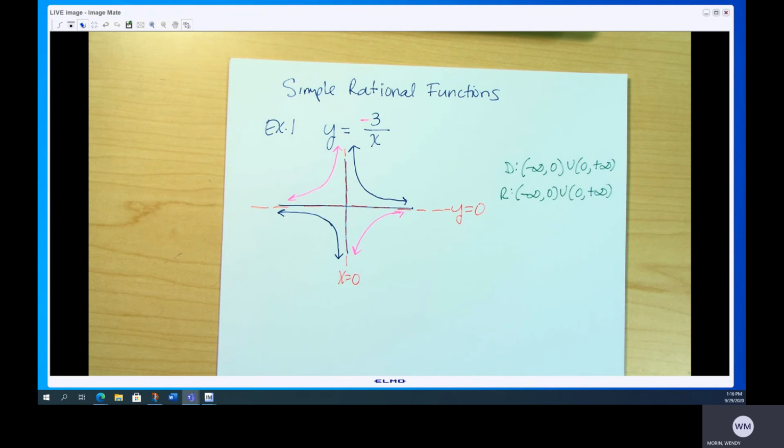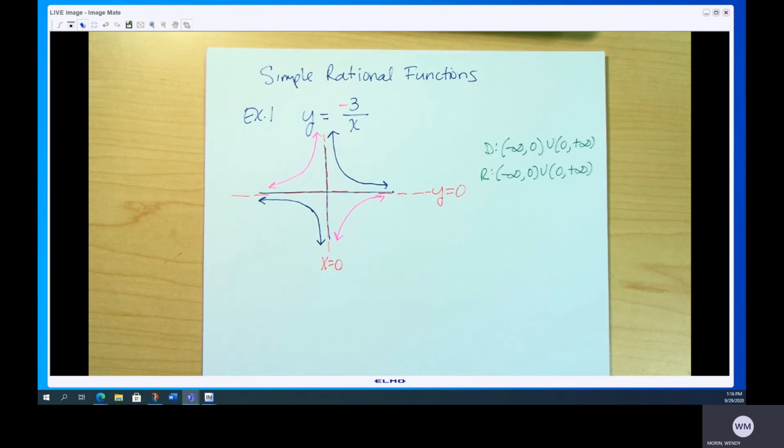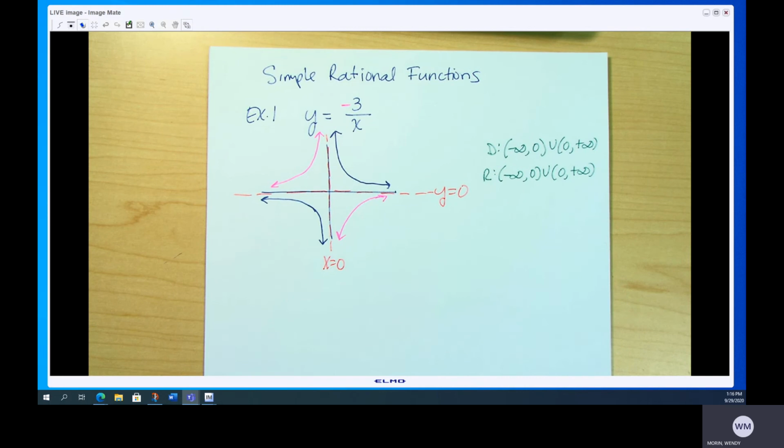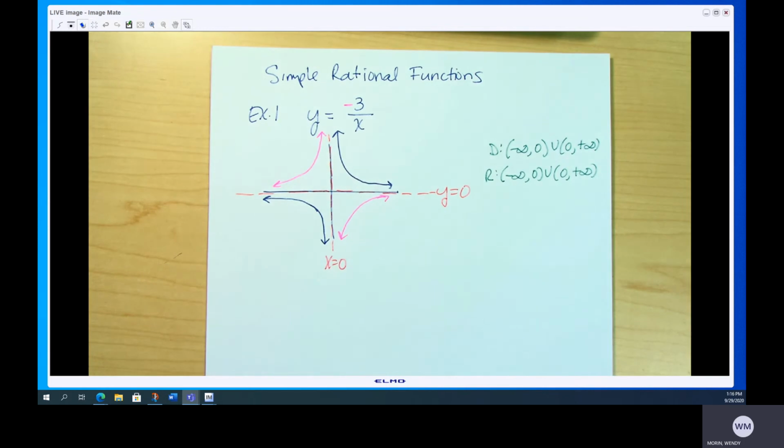Now what if I asked you for x and y intercepts? Well, as you can see, there aren't any x and y intercepts. When you plug in 0 for x, it's undefined. When you plug in 0 for y, that's not possible either. So there aren't any x and y intercepts.